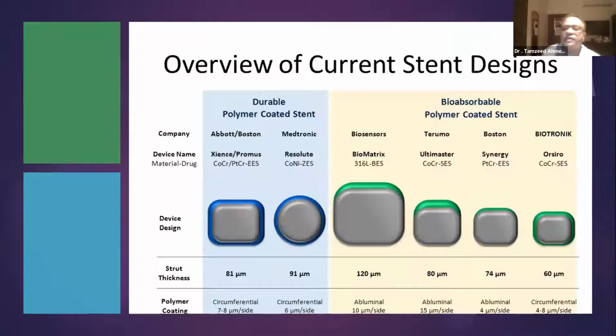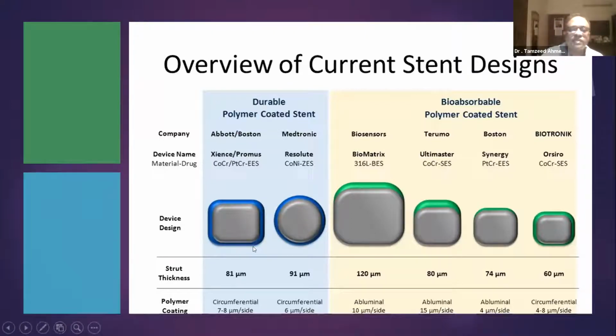Now, overview of the current stent design. As you can see here, newer generation stents like Xience, Resolute, BioMatrix, Ultimaster, Synergy, and Orsiro. Of these, Xience, Promus, and Resolute are durable polymer coated stents, whereas BioMatrix, Ultimaster, Synergy, Orsiro have a bioabsorbable polymer coat, where the polymer gets absorbed in one to three months' time. And the design, you can see, is circumferential in the case of durable polymer in Abbott stents and Medtronic stents, Resolute. But in BioMatrix, it's only on the abluminal surface. These polymers are available only on the abluminal surface in Ultimaster, Synergy, Orsiro and BioMatrix stents.